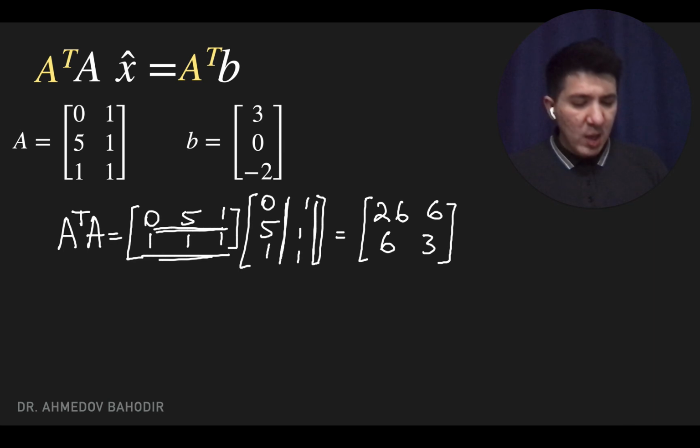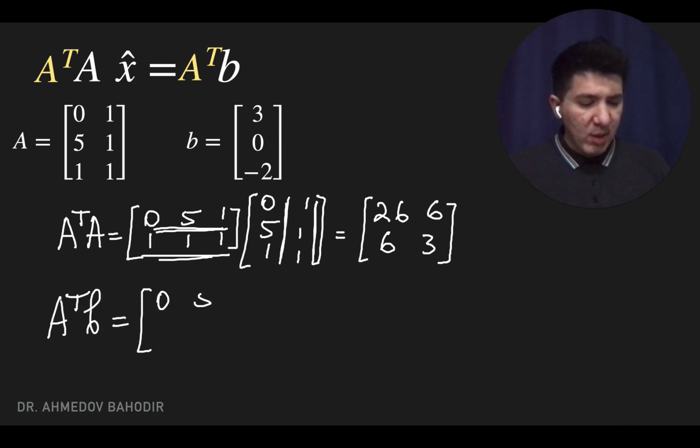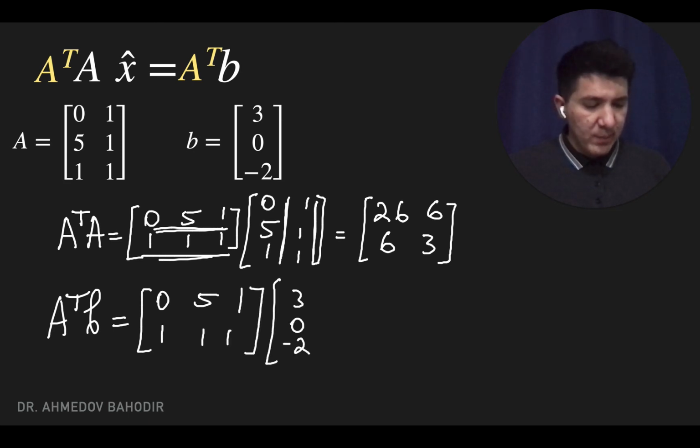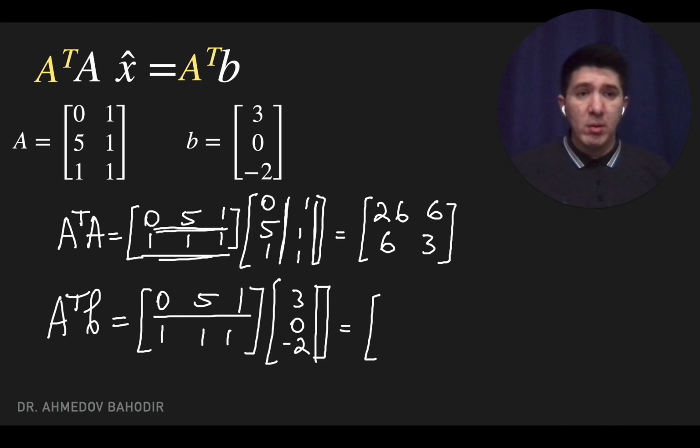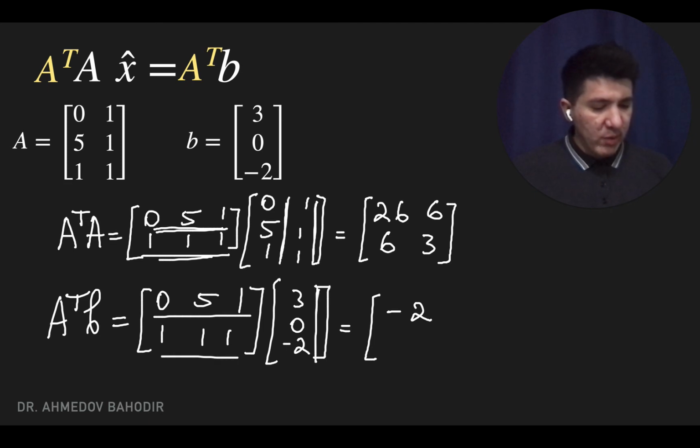At the same time, A transpose b is going to be 0, 5, 1, 1, 1, 1 times 3, 0, minus 2. So it should be a vector with 2 rows. We obtain the first row by multiplying the first row into the column. It's going to be equal to minus 2. And if we multiply the second row by the column, it's going to be 3 minus 2, which is plus 1.